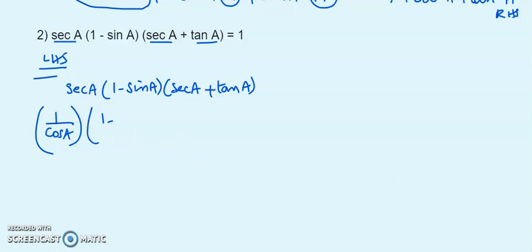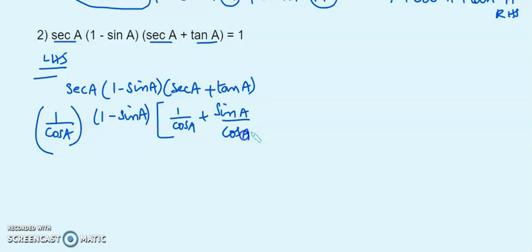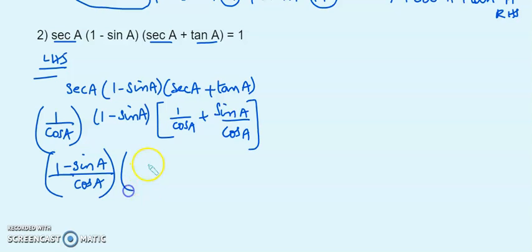1 minus sin A as the numerator, because whatever fraction I'm going to get, I'll be multiplying this to the numerator. 1 upon cos A plus sin A upon cos A. So if you can see here, we have cos A. Just here I need to first do the common denominator. So here 1 into 1 minus sin A will be 1 minus sin A divided by cos A, correct? And in the next bracket I can say 1 plus sin A divided by cos A, right?